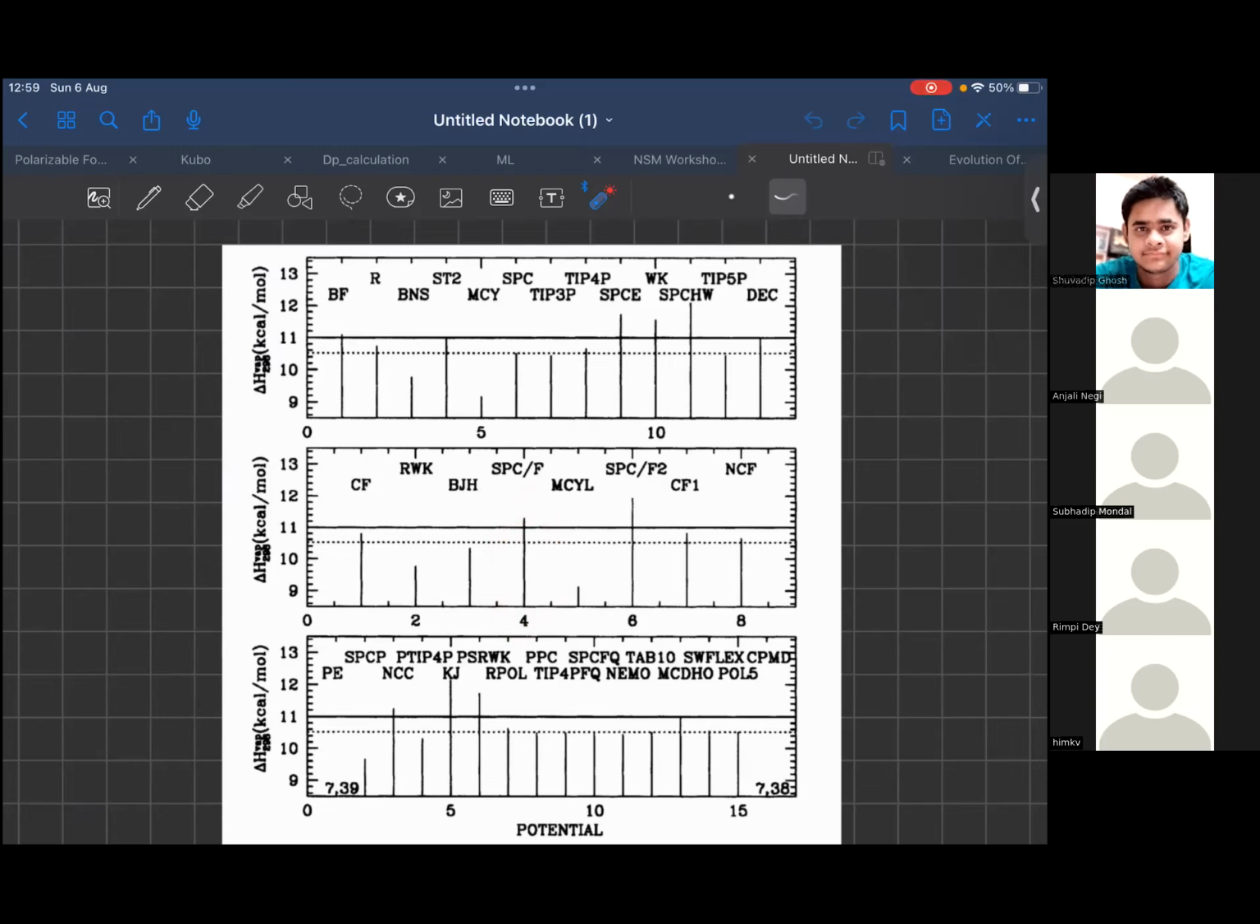As you know, this quantifies the importance of hydrogen bonding in water. Okay, so Subhajit, what does the solid line mean? Dotted line is experiment.